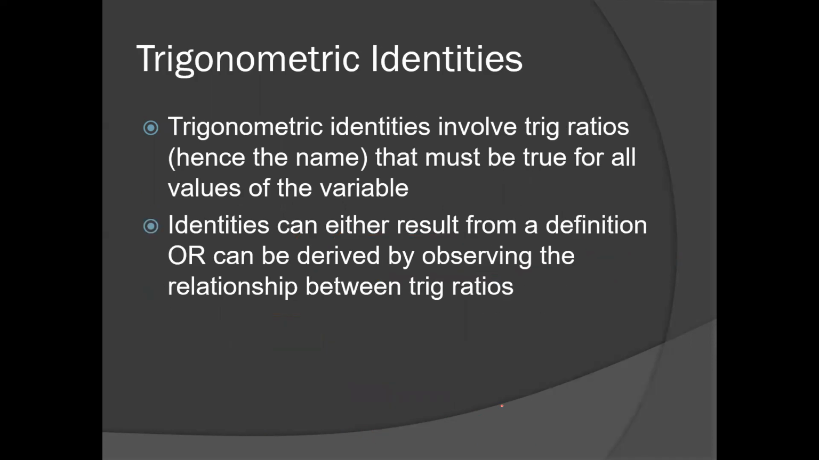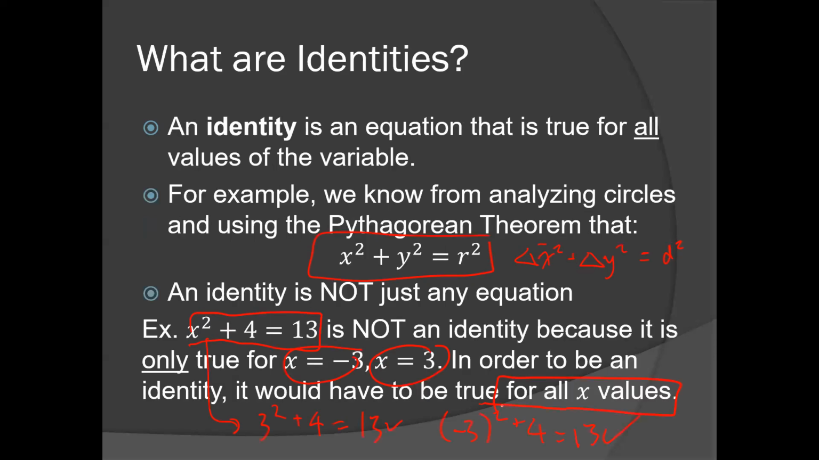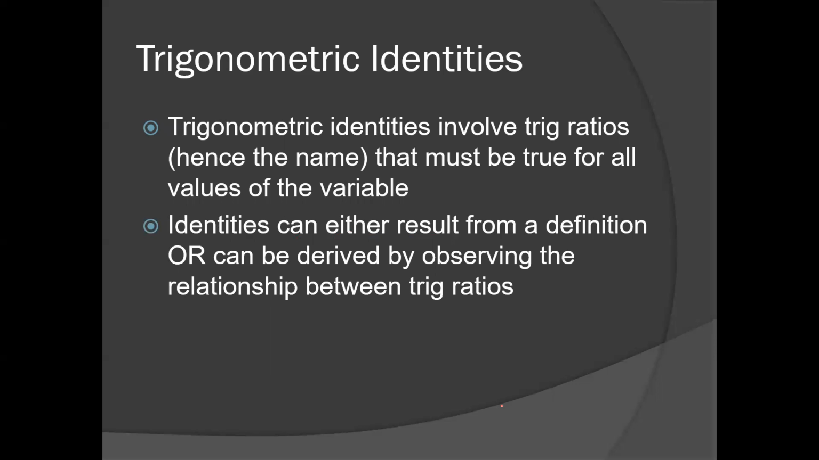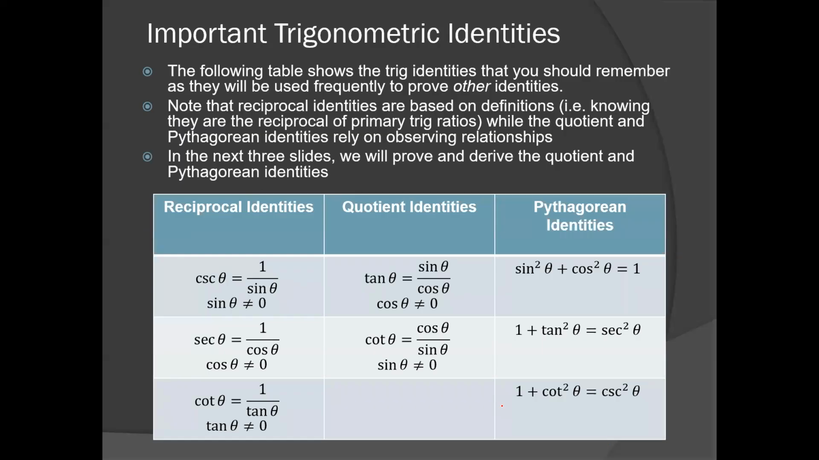So trig identities specifically are identities that involve trig ratios, hence the name, and they must be true for all values of the variable. Identities can either result from a definition, so they come directly from a definition, or we can get them by observing the relationship between different trig ratios, right? So essentially, all these identities stem from other identities that we accept to be true, either from a definition, or because we can see the relationship between the trig ratios.